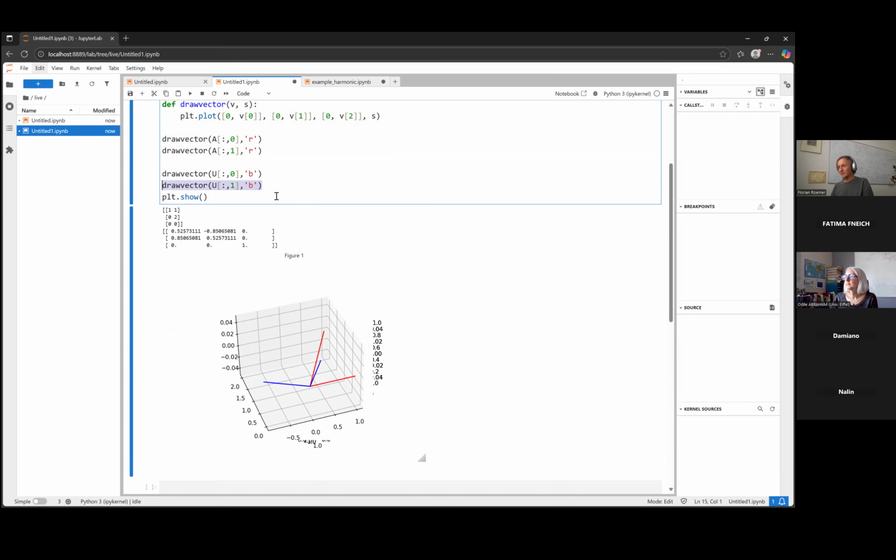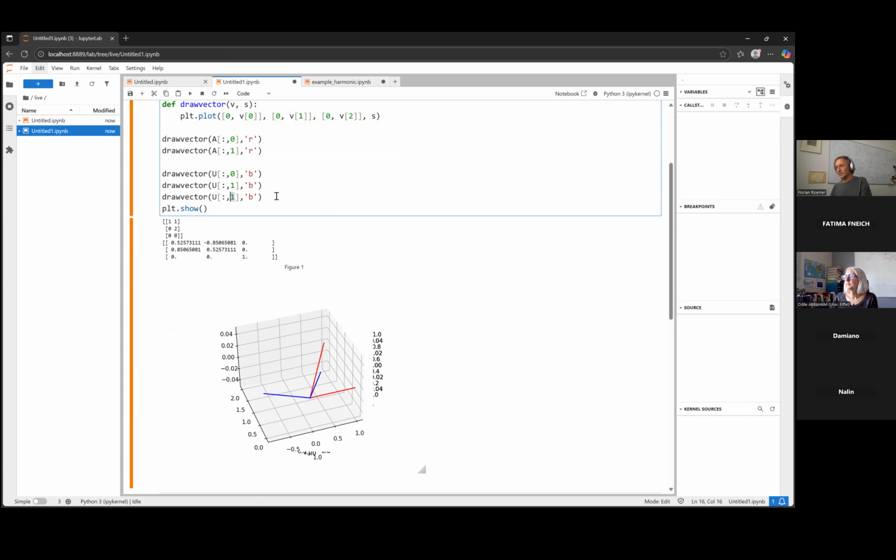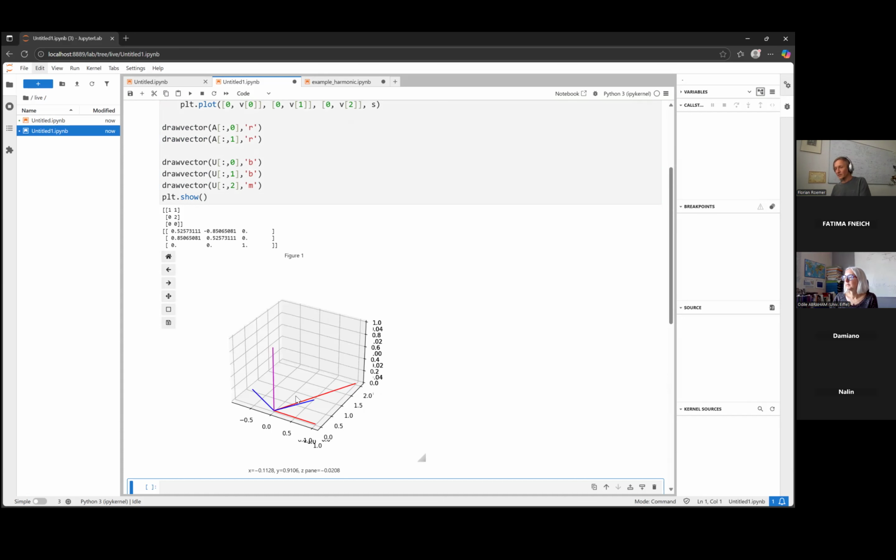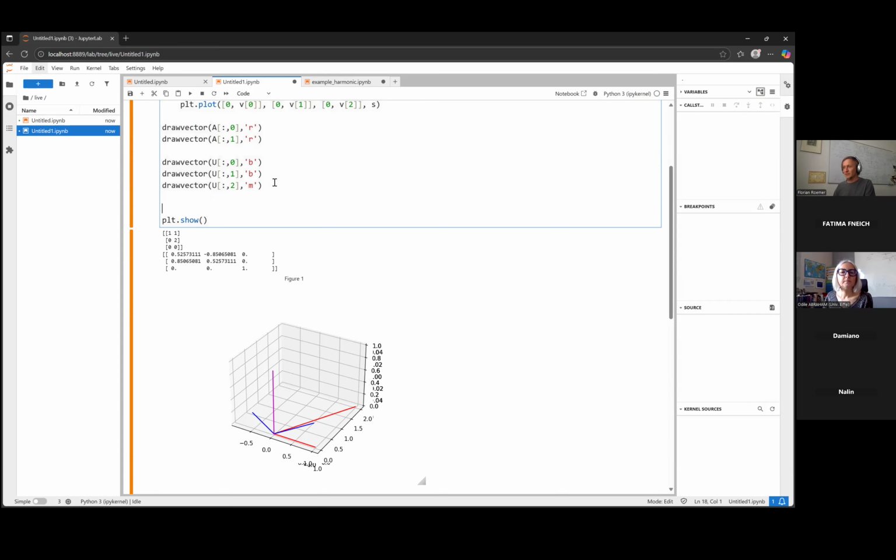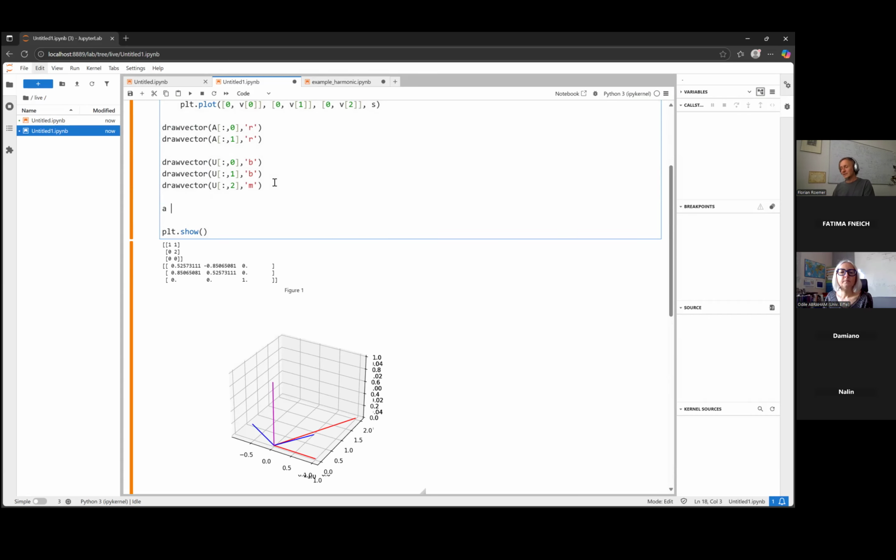And in fact, I can draw U3 just for good measure. And you will see that now it's a vector pointing upright. So it's perpendicular to the plane. So it's a basis for the orthogonal complement of the vector. And the other thing I want to show you is, let's say now we get a new incoming vector. Let's say something like that. I need to do a NumPy array, otherwise it's not going to work.